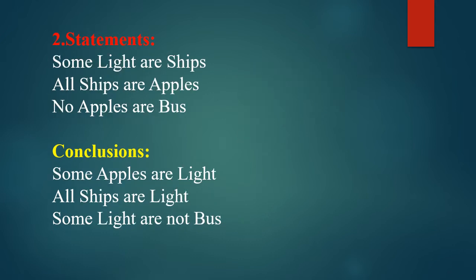Question number 2. Some light are ships. All ships are apples. No apples are bus. So the first conclusion, some apples are light. This part of apples are light. So the first one is following.